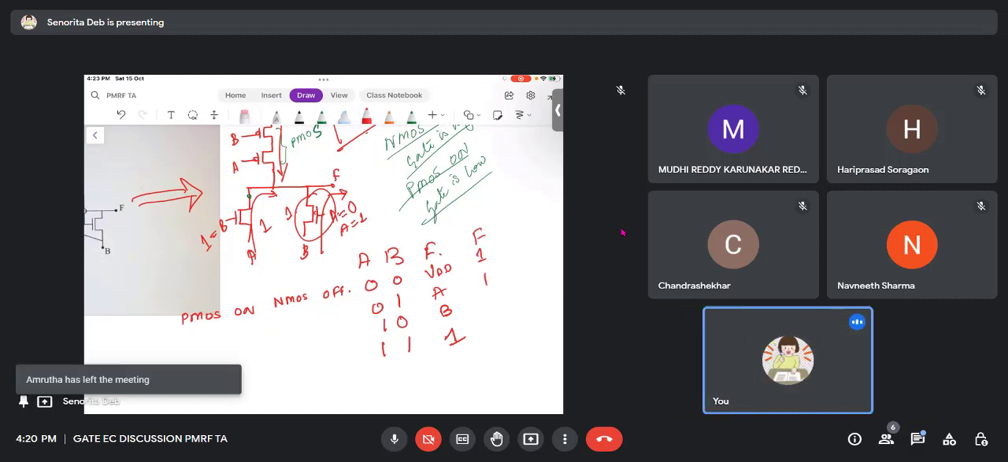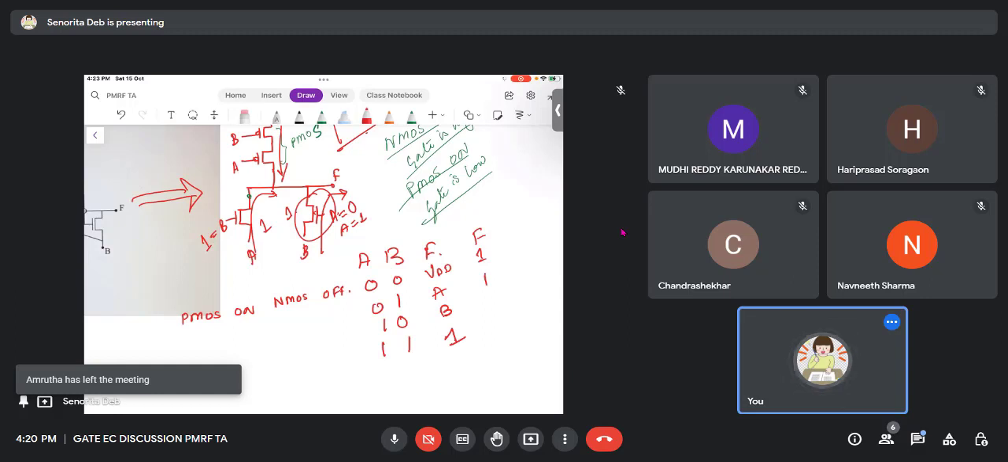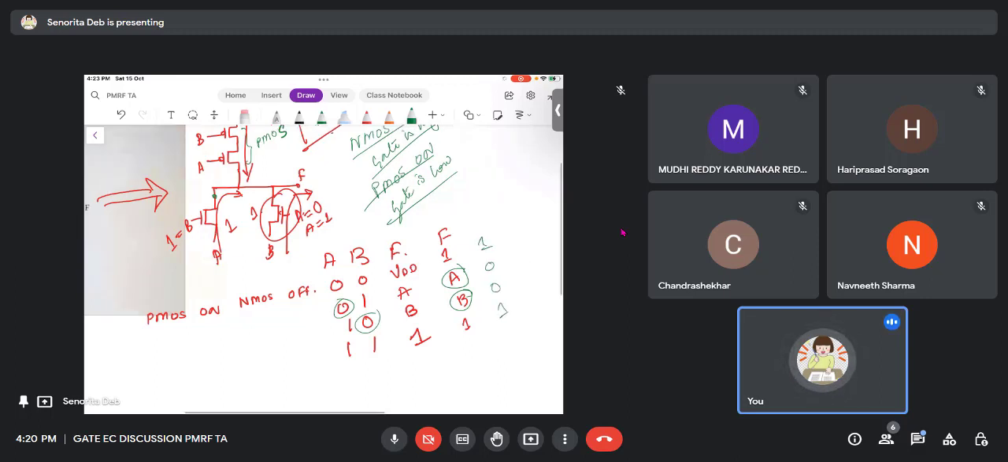So now what is A in this case? A is 0. Okay, and what is B in this case? B is 0. So output is 1, 0, 0, 1. And what is 1, 0, 0, 1? Which gate? So XNOR gate, right?